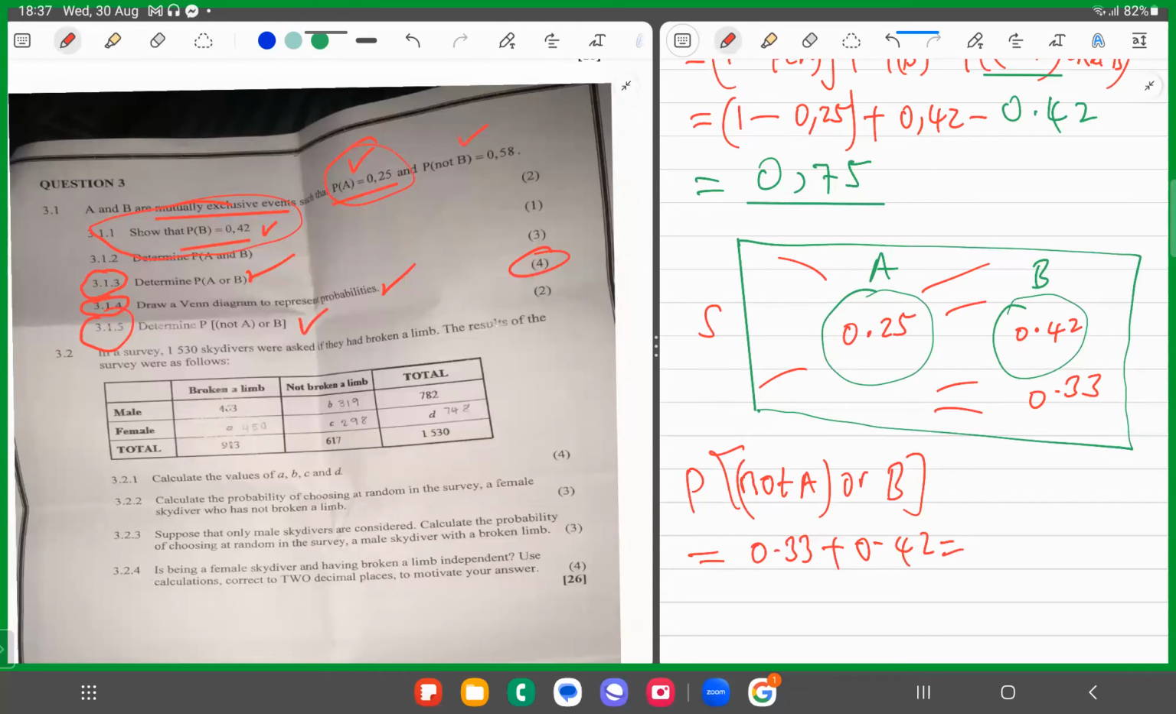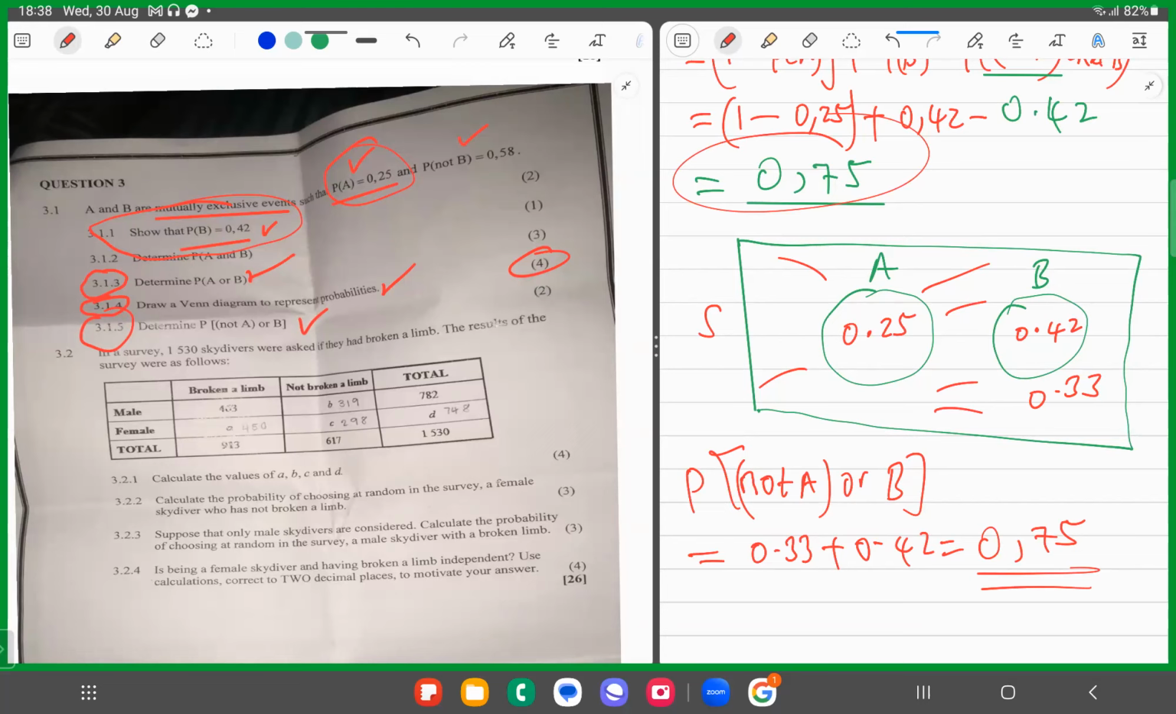So 0.33 plus 0.42 and the result is 0.75. Which is exactly what we got here. It's exactly what we got. Right, so that's what you can get. So we are doing probability calculations.